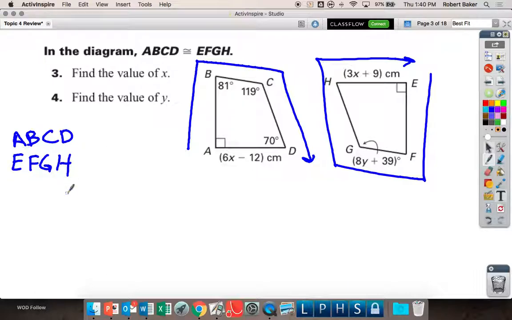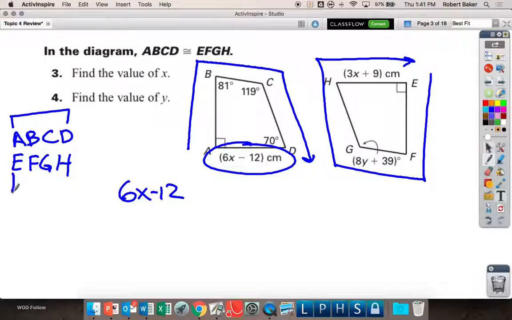Smart, right? So that one little trick of writing the congruency statement. So you see how AD has 6x minus 12 next to it? So AD, this part right here, has 6x minus 12. So that is A and D. That's the first letter and the last letter. Its corresponding part should be EH. You see EH has 3x plus 9 right here? So those two things should be equal.